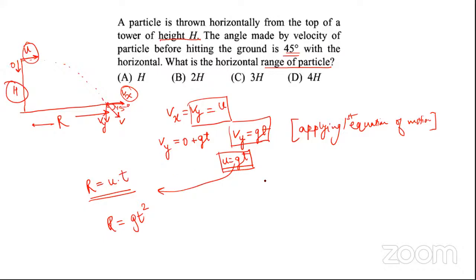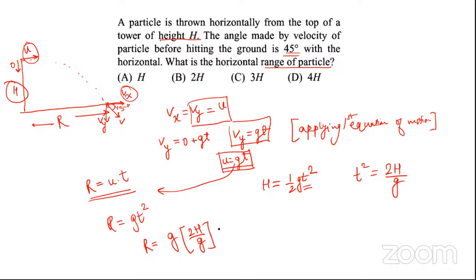Now we have to find this in terms of h. So we apply a new equation: h is the distance, so we can use s equals ut plus half at square. In the vertical component u is 0, so h equals half g t square. From here we get t square equals 2h by g, and we substitute this in R. R equals g into 2h by g, that gives us 2h. Therefore, B is the answer.